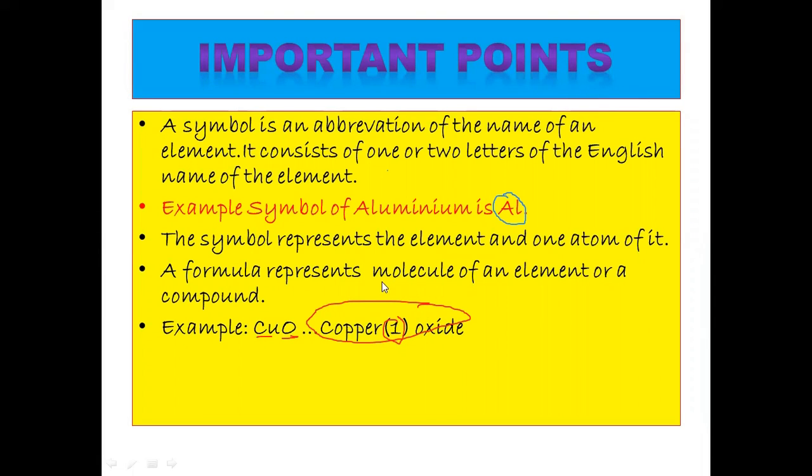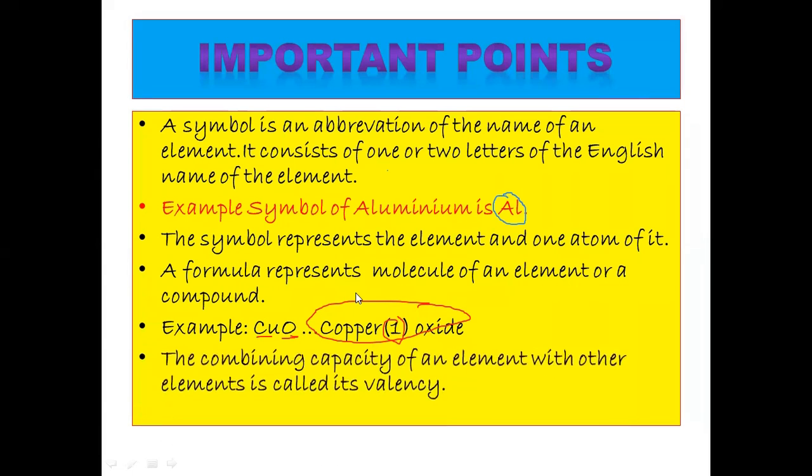So this is clear to everyone, that a chemical formula is used to represent the molecule of an element or a compound. Like here, it's a compound that is copper oxide. Now moving further, the next point is the combining capacity of an element with the other element is called the valency of that element. The combining capacity of an element with the other element is also called the valency.